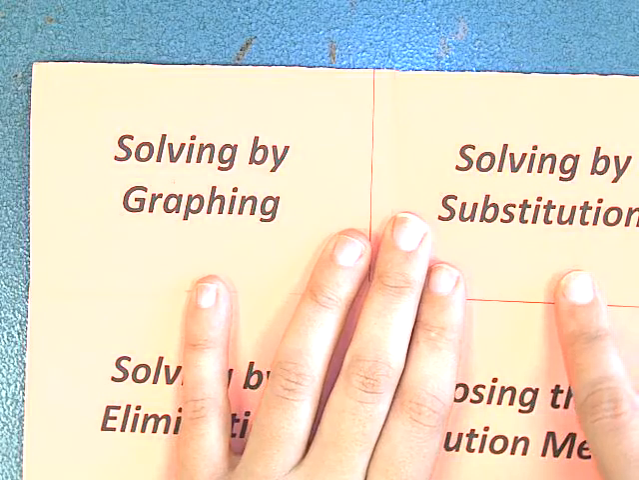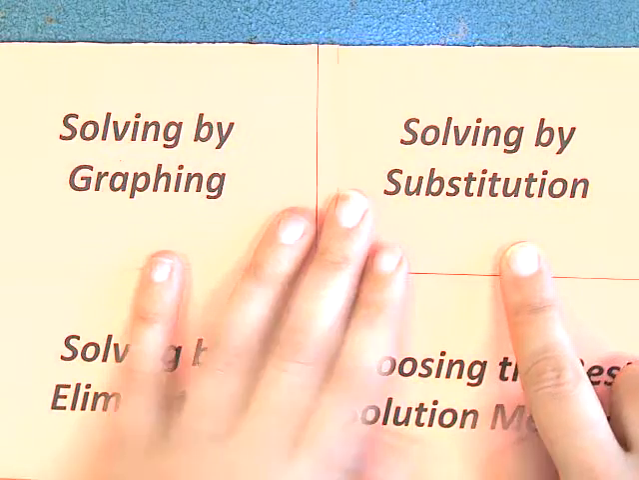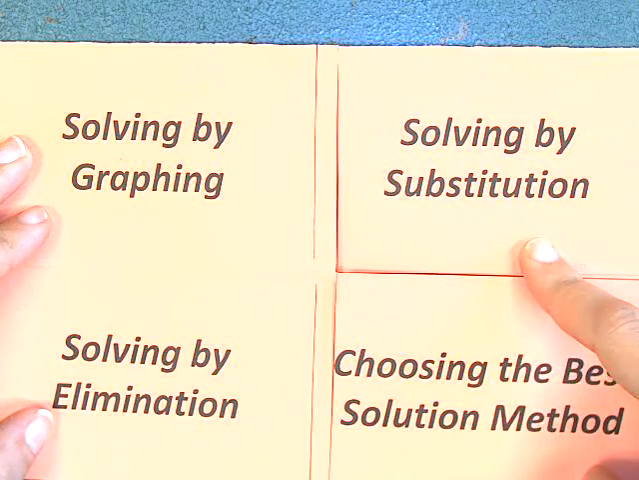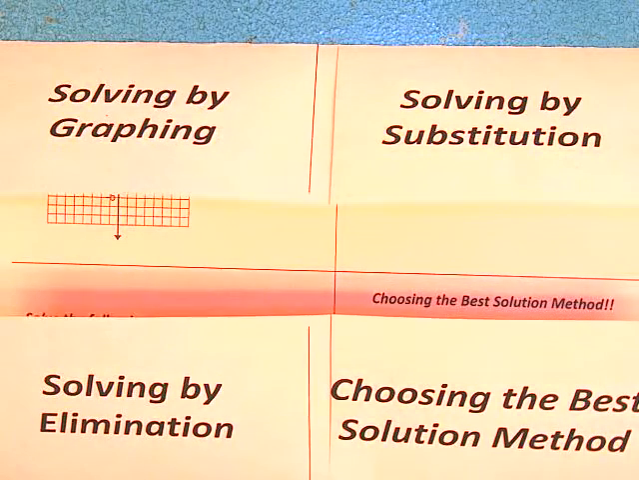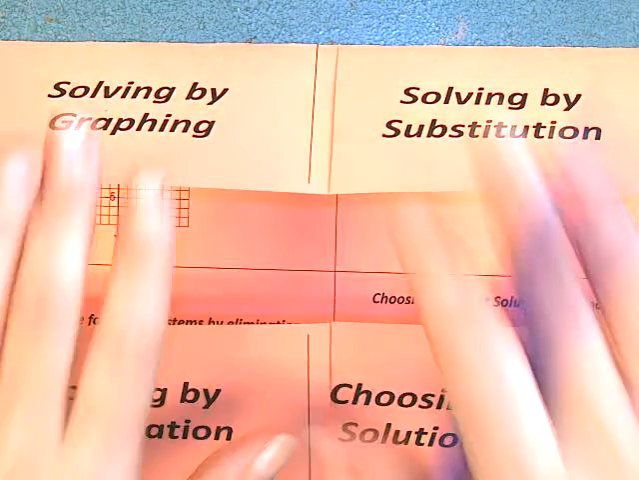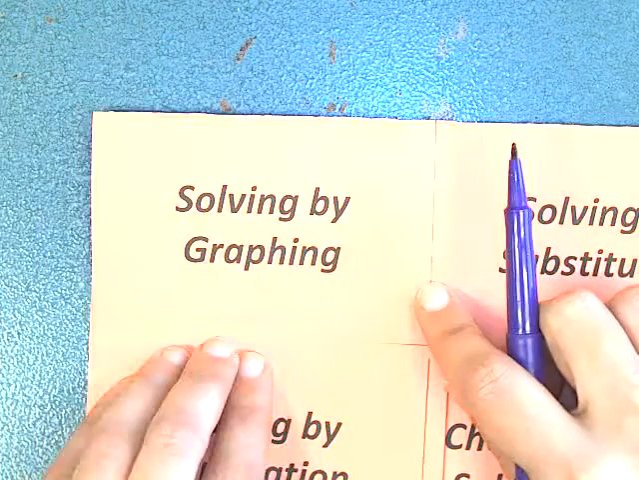When should we choose to use substitution? When should we choose to use elimination? And when should we choose, how do we choose those best methods? Let's start by just reviewing what each of these would look like. So, solving by graphing means, if we open that flap up by itself.